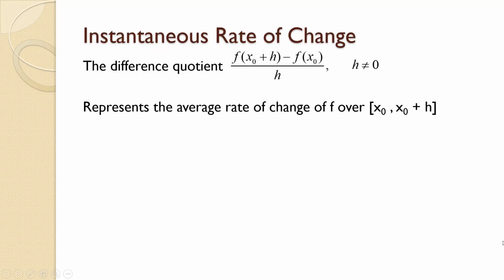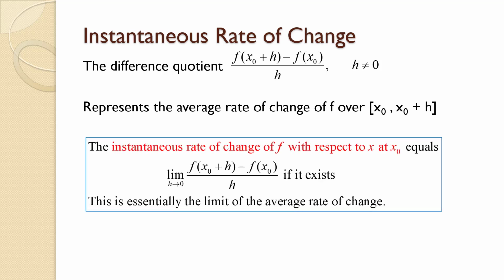So remember, there's another way to interpret the difference quotient. It just represents the average rate of change of the function over the interval from x naught to x naught plus that small change. Well, if again we use the limit, this average rate of change would then be called the instantaneous rate of change. So the limit as h approaches 0 of f of x naught plus h minus f of x naught, all over h, is called the instantaneous rate of change of the function with respect to x at x naught.